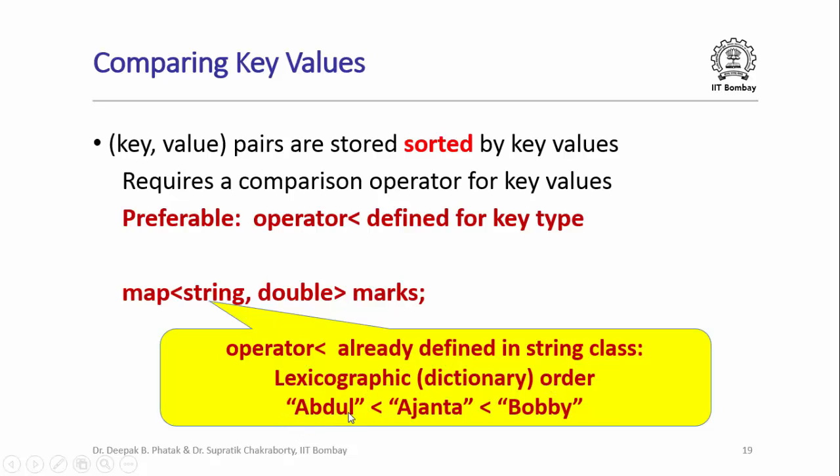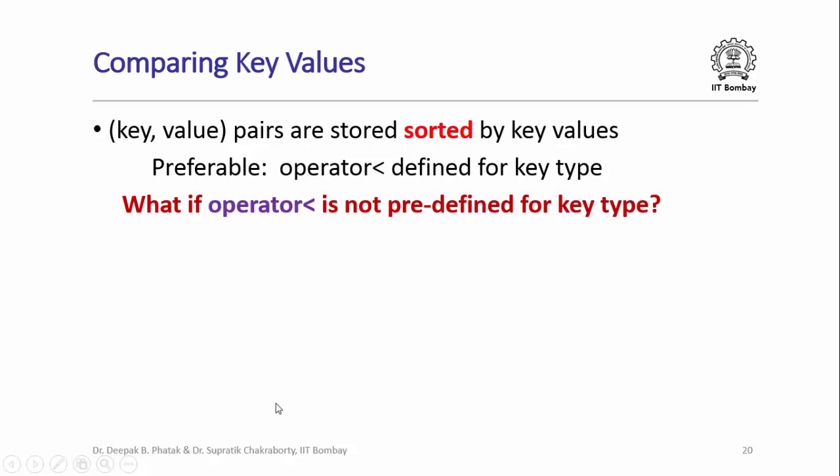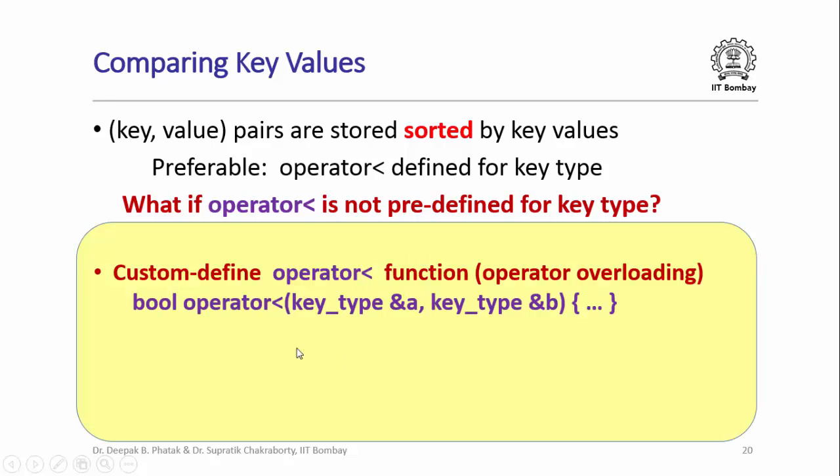For example, the string Abdul will be considered less than the string Ajanta, will be considered less than the string Bobby, because in the dictionary this appears before this and that appears before Bobby. So when we use the string class, we got this for free because it was already predefined in the string class. What if the less than operator is not predefined for the key type? Well, then you have to custom define the less than operator by using operator overloading.